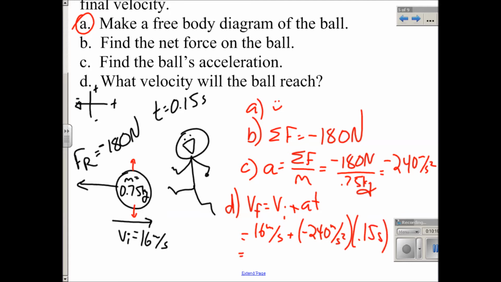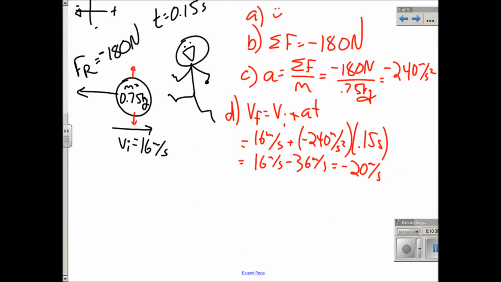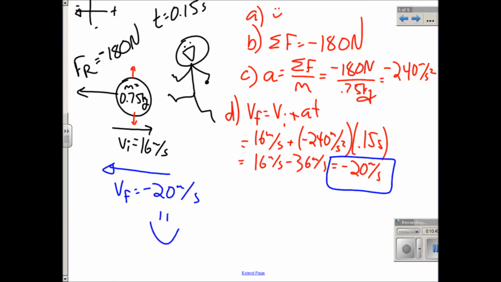So you end up getting 16 meters a second minus 36 meters a second. And so you end up getting negative 20 meters per second. Okay, so there is the ball's final velocity. So after Roy kicks it, it's moving back this way at 20 meters a second. Okay, so that's how we would have solved that problem when we learned Newton's laws.